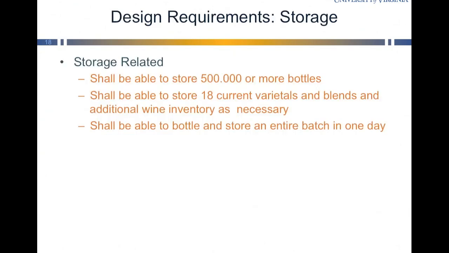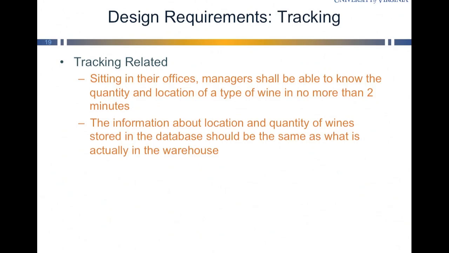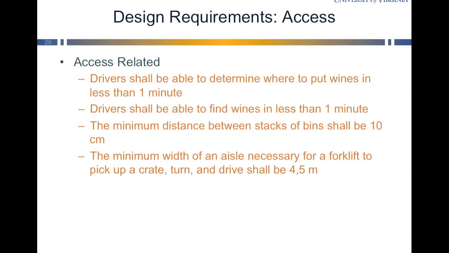And then design requirements, we have a few slides of. You can see there's storage related things. We've seen the first one already, but shall be able to bottle and store an entire batch in one day is one of the storage related requirements also. Tracking related is that a manager should be able to figure out the quantity and location of a certain type of wine in no more than 2 minutes. That's related to the amount of time it would take to get back to someone on the sales team who needs to know how much is available. And access related, drivers shall be able to determine where to put wines in less than a minute. Drivers of forklifts, drivers shall be able to find wines in less than a minute.